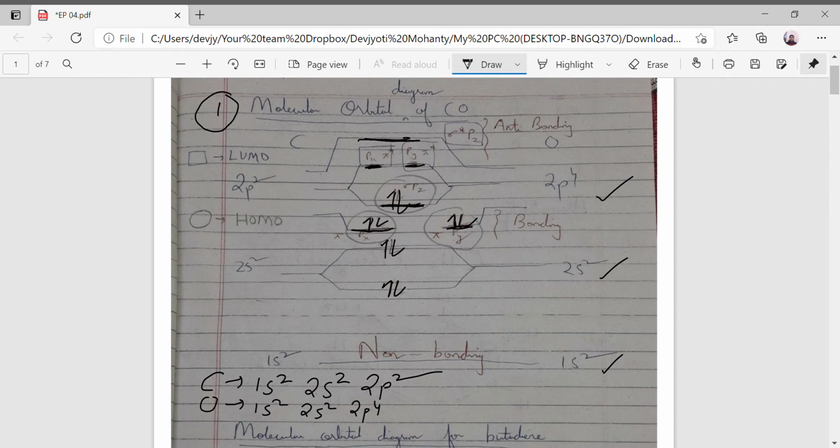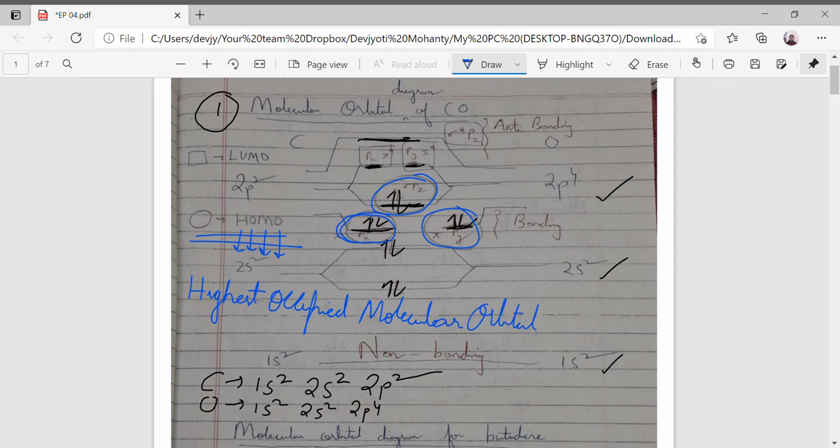So the pi bond which you are seeing, this part, let me change the color, blue. This part and this part, as they are completely filled, they are called HOMO, which means highest occupied molecular orbital. Let me write highest occupied molecular orbital.